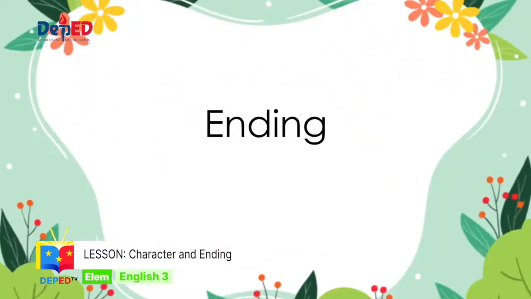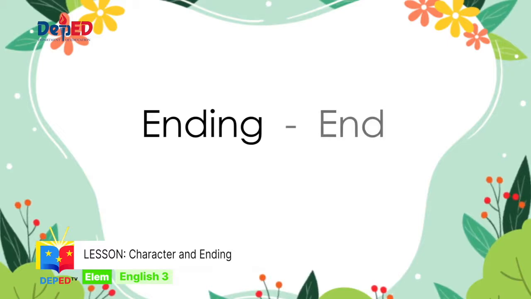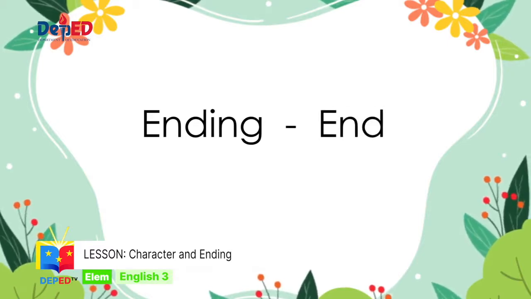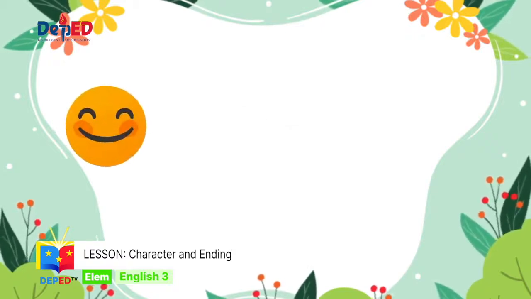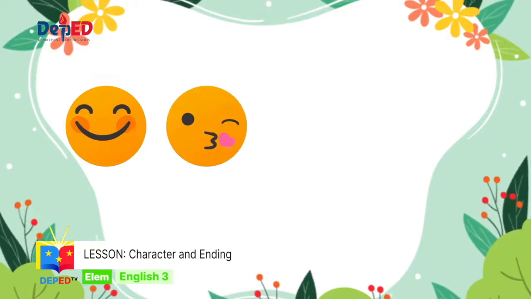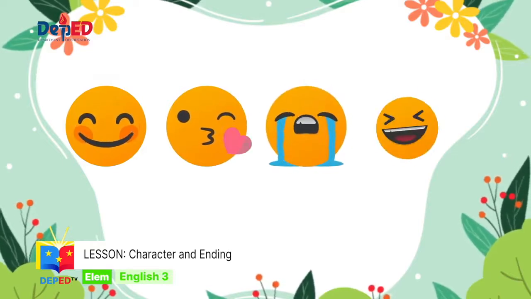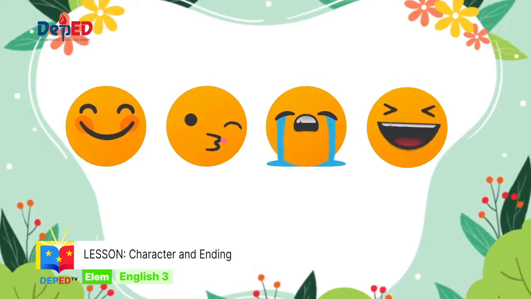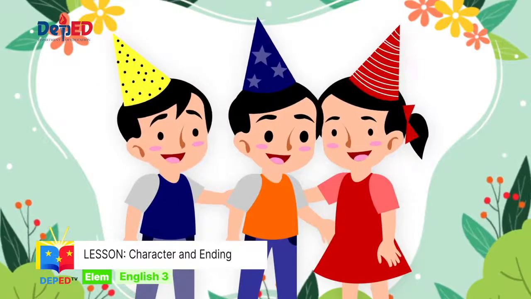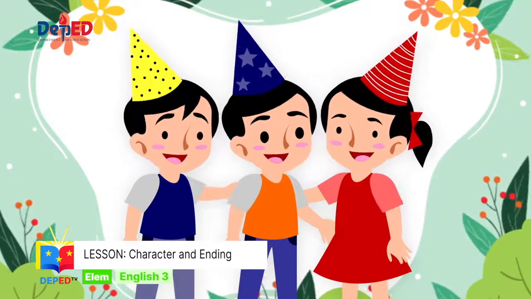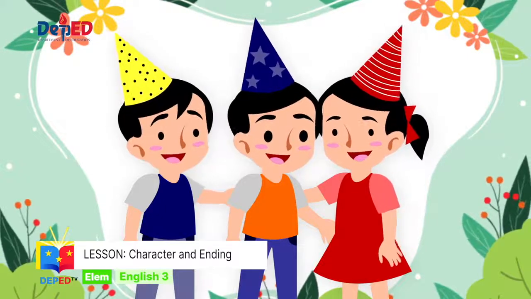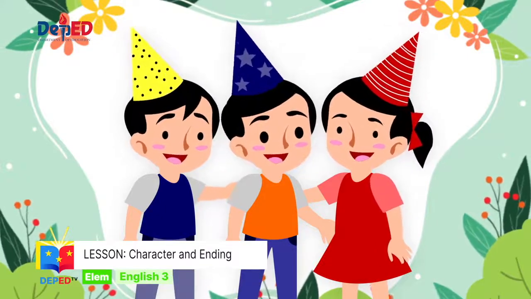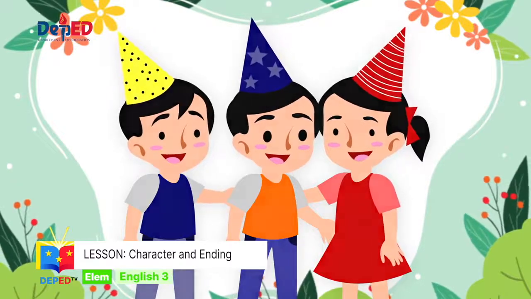Stories always have endings. The word end refers to what happens to the characters in the last part of the story, and it can be a happy, memorable, sad, or funny ending. For example, in the story topic about Merlo, who invited his friends to a party in his house, we can say that Merlo had a memorable party at the end of the story.